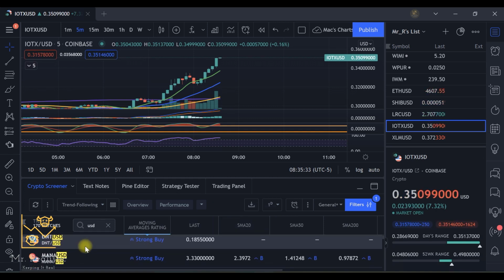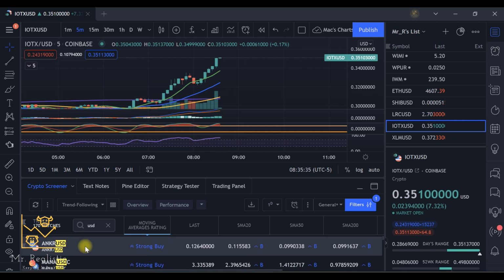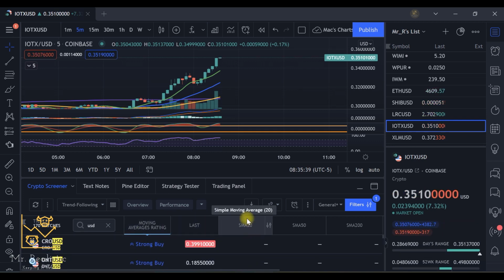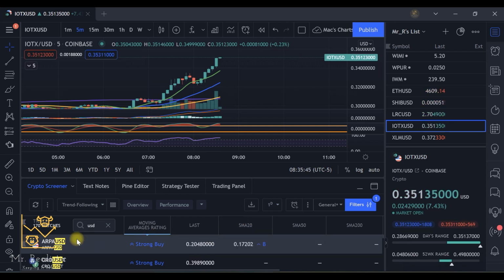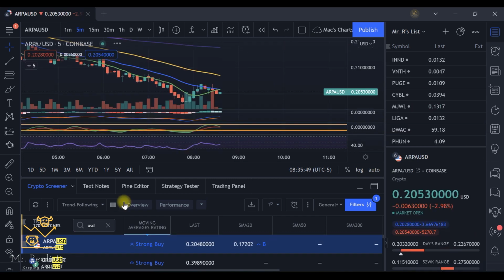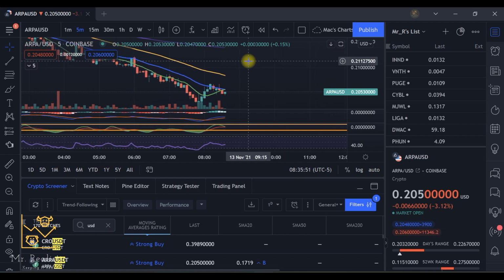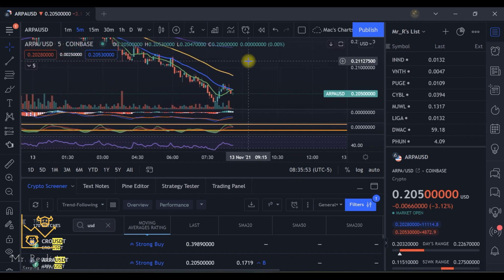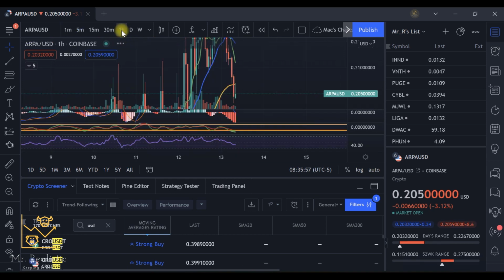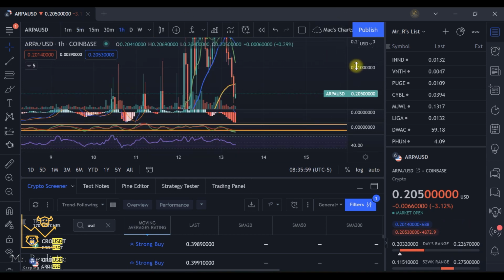What I would do, I'd change these up and put volume. I'd have to look up the volume statistics to see what type of volume we need to look at. But let's just click on some of these. All right, so ARPA. I could tell you right now that I would not... well, this is a 5 minute. Let's go to the hourly. Hourly is way more important. So let's work backwards here.